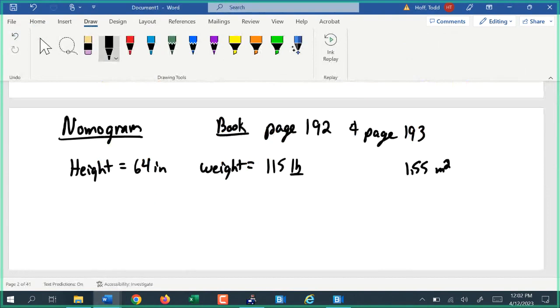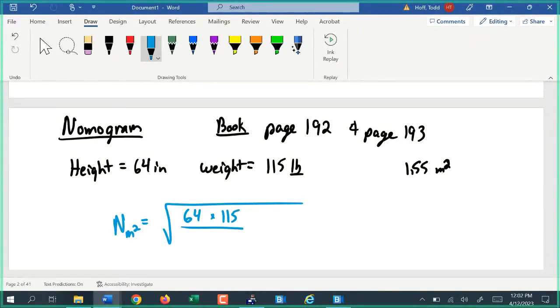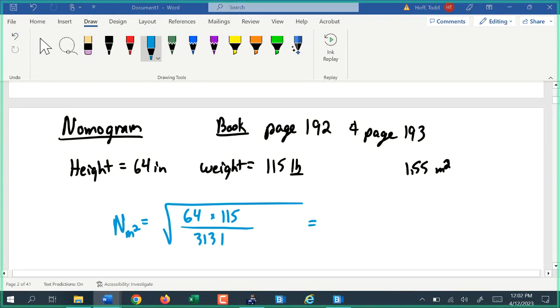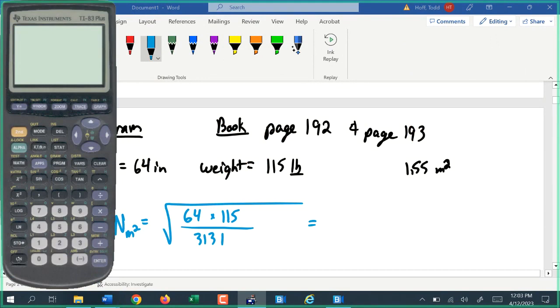Let's double check that with the formula. So our body surface area in square meters is going to be 64 times 115. Now this is in inches and pounds, so the constant down here is 3131. Square root, oops, we turned off, there we go. Square root, 64 times 115 divided by 3131, close the square root, and we get 1.53.